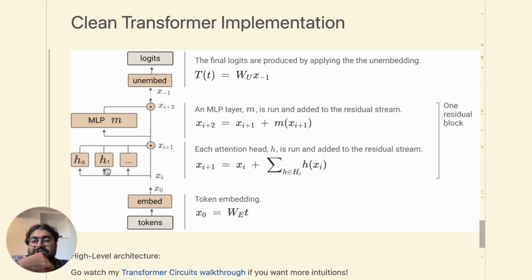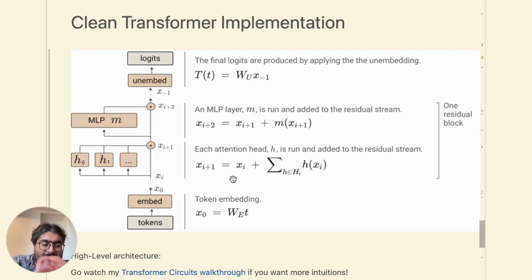Then we apply an attention layer. The attention layer is made up of several heads that act independently in parallel. Each head has an attention pattern. It moves information from source positions to destination positions for every pair of tokens, early one source, late one destination.